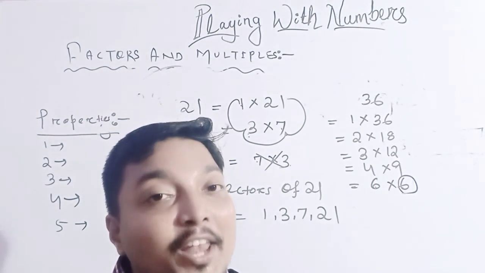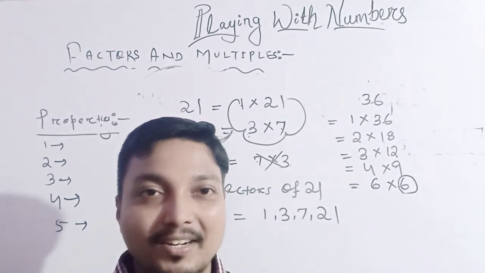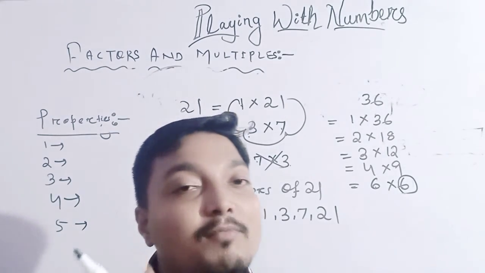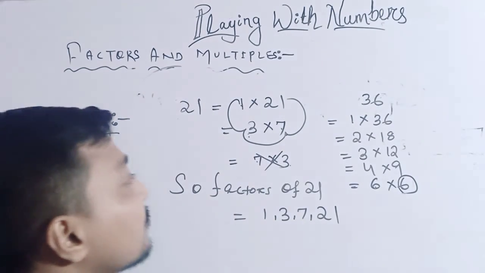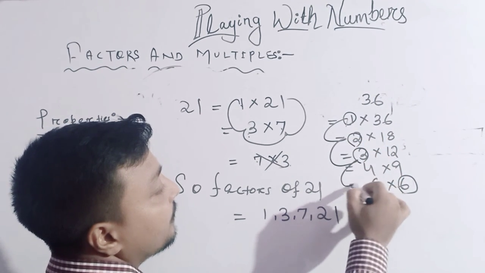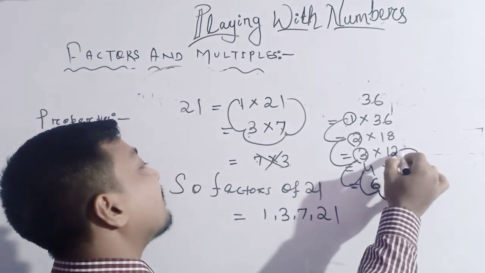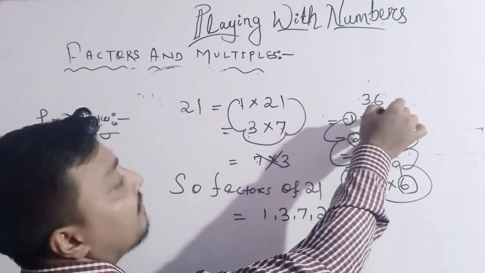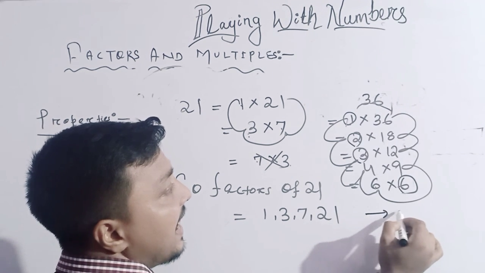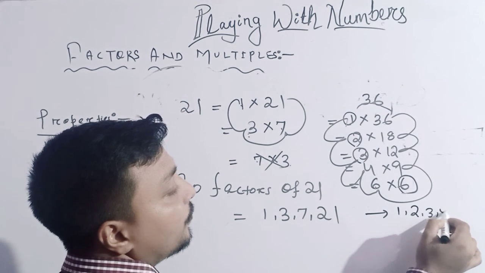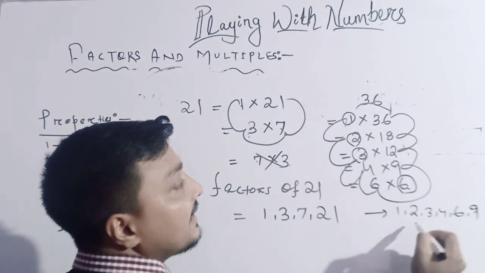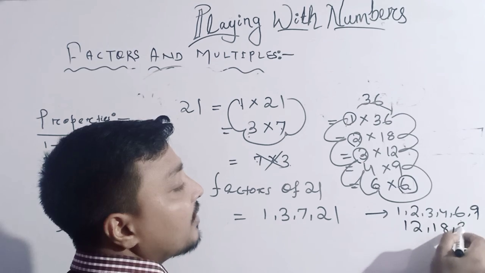Now you have knowledge about where to stop. Understood or not understood? Where to continue and where to stop: whenever there is a repetition of a factor, you stop there. So the factors are 1, 2, 3, 4, 6, then 9, then 12, 18, then 36. You have to make a flower shape just like this. Out of 6 and 6, you write 6 once.